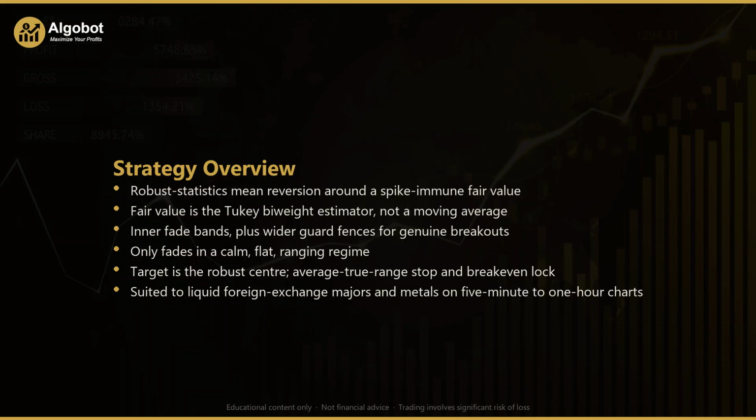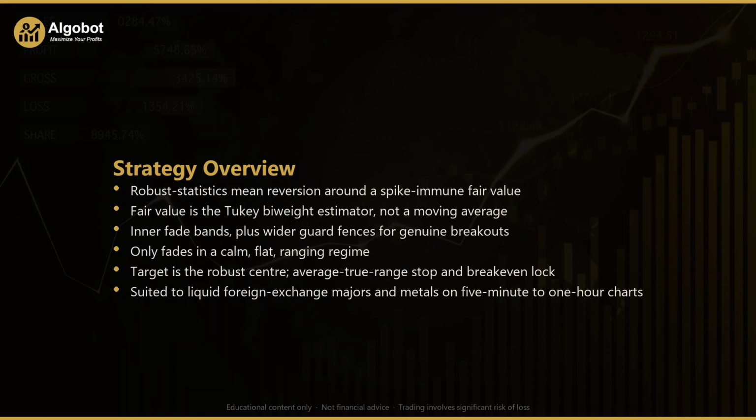This is a robust statistic that repeatedly re-weights every bar according to how far it sits from the center and completely discards any bar beyond a scaled cutoff distance. The result is a fair value line that reflects where the ordinary, well-behaved bars agree the market belongs, rather than being dragged off course by outliers.